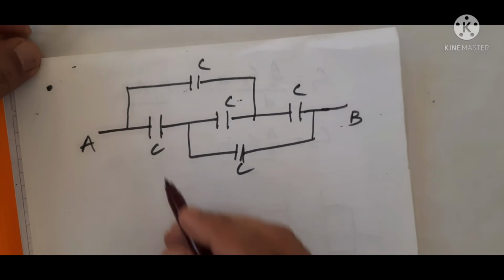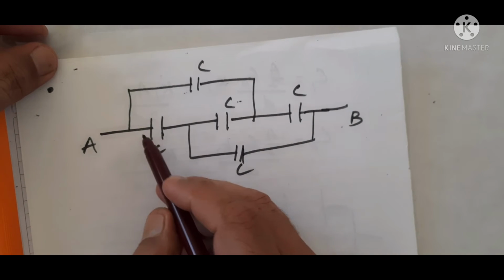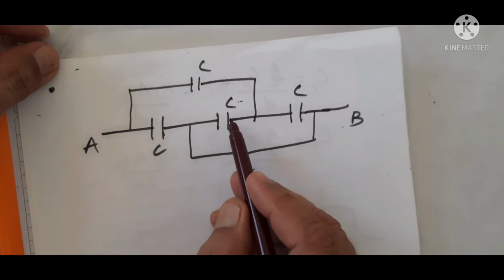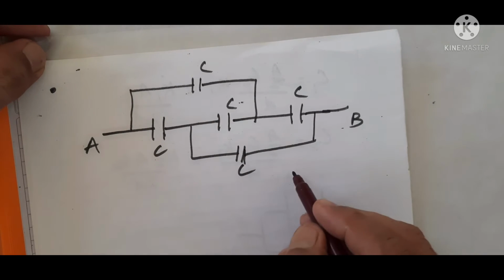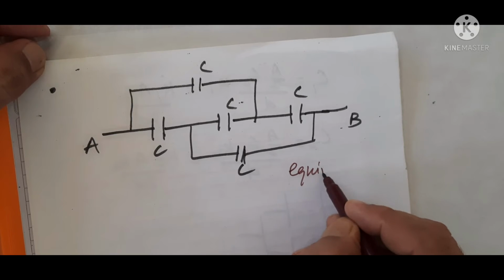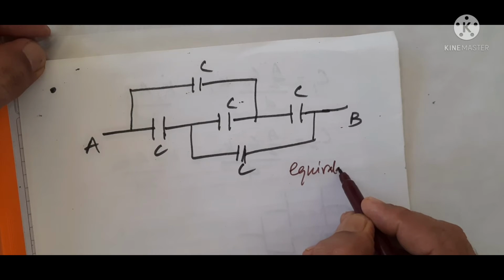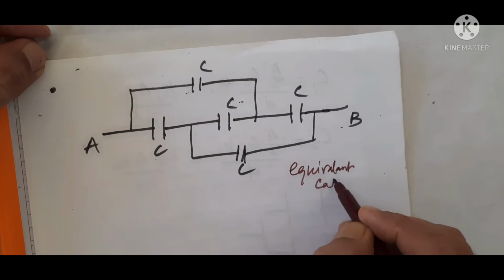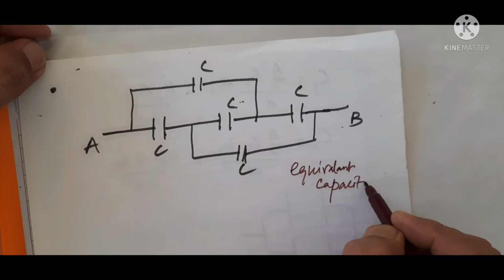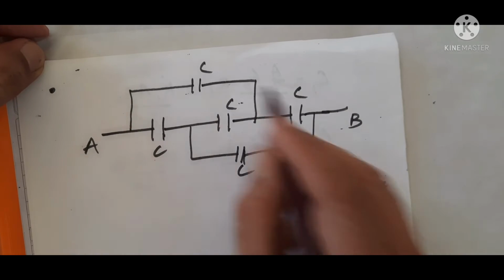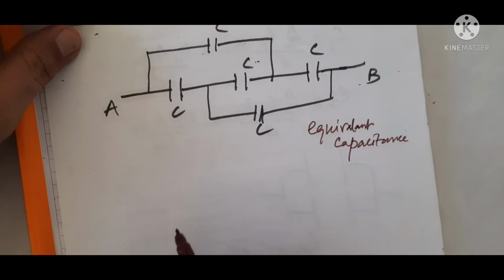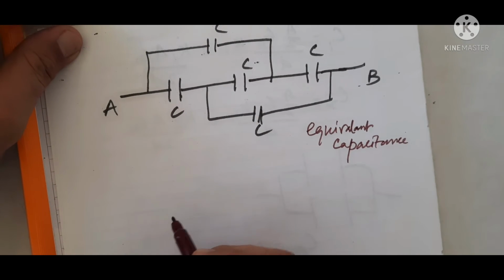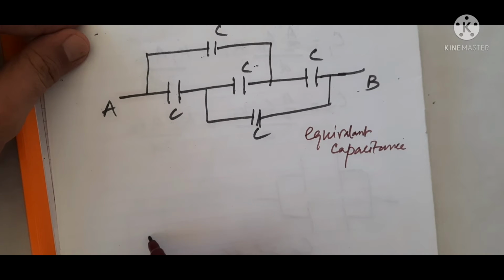Another interesting question, the diagram is like that. Five capacitors are arranged in this way. You have to find the equivalent capacitance of this assembly of capacitors. So how are we going to do it? We can draw this in this particular manner.